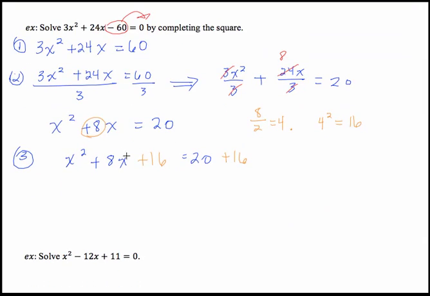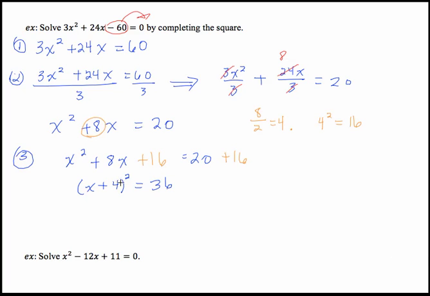If you do it correctly, every time the left side, or whichever side has the variables, will factor into a perfect square. So let's see, 16 breaks down into 4 and 4. So if I do x plus 4 times x plus 4, which I can just write as x plus 4 all squared, I do get a middle term of 8x, so that's good, equals 36 on the right side. Okay, now we're at a point where it looks like the equations we were solving previously.